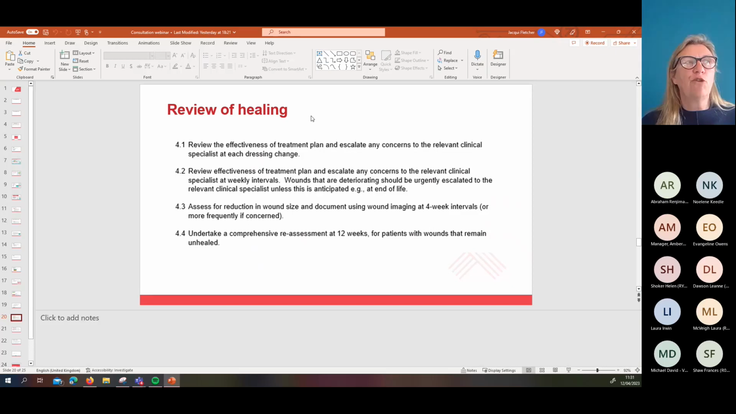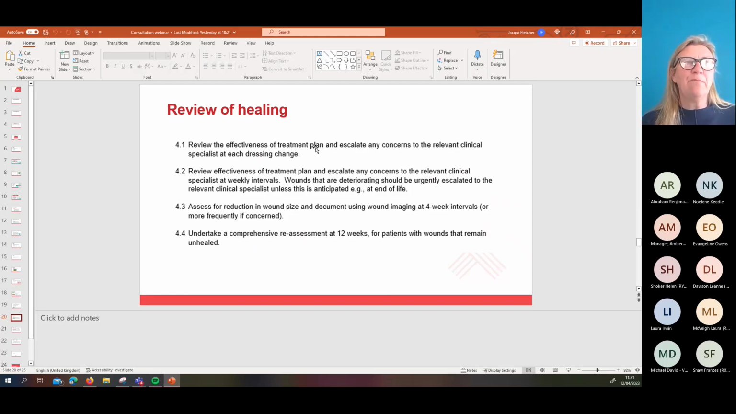We should be regularly reviewing the healing. This is something that people are maybe struggling with a little bit, what do we mean by regularly reviewing the effectiveness of the treatment plan? So we're not saying that at every single dressing change, you should be doing that full review of their medical history, that full review of all their equipment. At every dressing change, of course, we expect you to think about what's happening in the wound. Do you think it's infected? Is it getting better? Is the exudate level more?